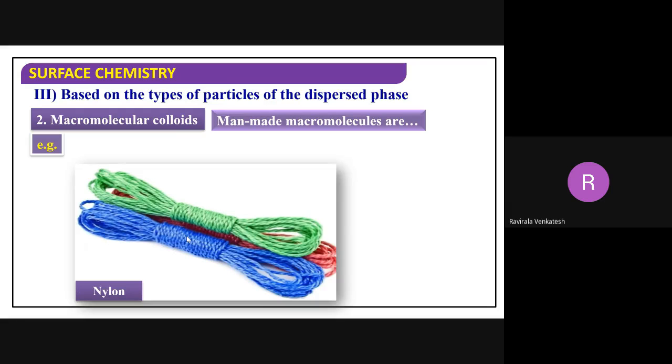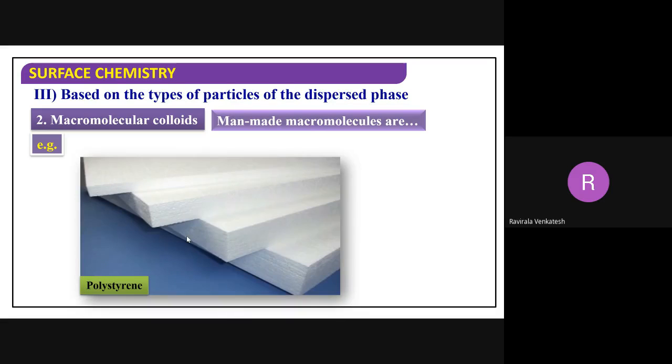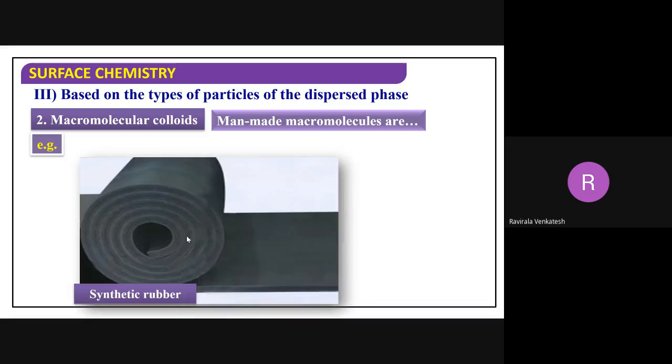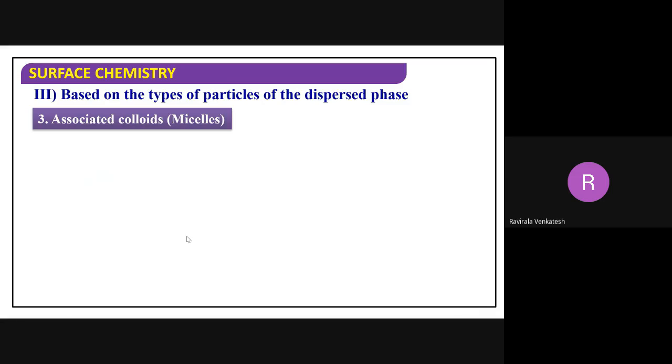Nylon also comes under what? Man-made, polystyrene, all polymers. Polymers come under what? Macromolecular colloids. Next, finally, if you observe, associated colloids, micelles, isn't it? Associated colloids. Now, what are these micelles? Let me see this one.